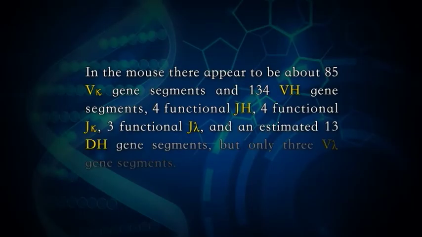In the mouse, there appear to be about 85 V kappa gene segments and 134 VH gene segments, 4 functional JH, 4 functional J kappa, 3 functional J lambda, and an estimated 13 DH gene segments, but only 3 V lambda gene segments. The presence of such a large number of gene segments aids in production of a large number of antibodies with different specificities.